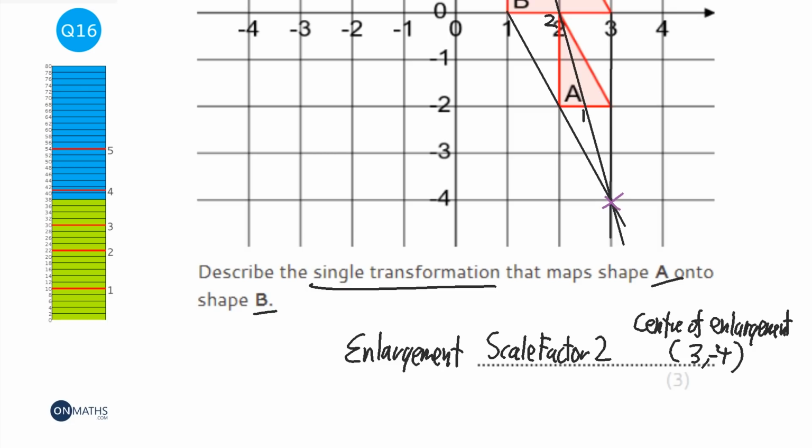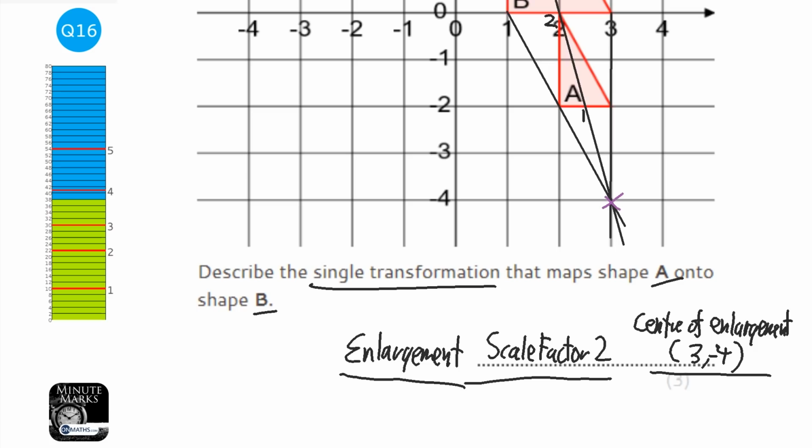And you need all three of those things. Sometimes it's only 2 marks, and you don't always get a mark for saying enlargement. However, you can't get full marks unless you say enlargement. So make sure you have the word enlargement and the scale factor to guarantee that you get that first mark. And then the second mark or the third mark will be for the centre of enlargement.